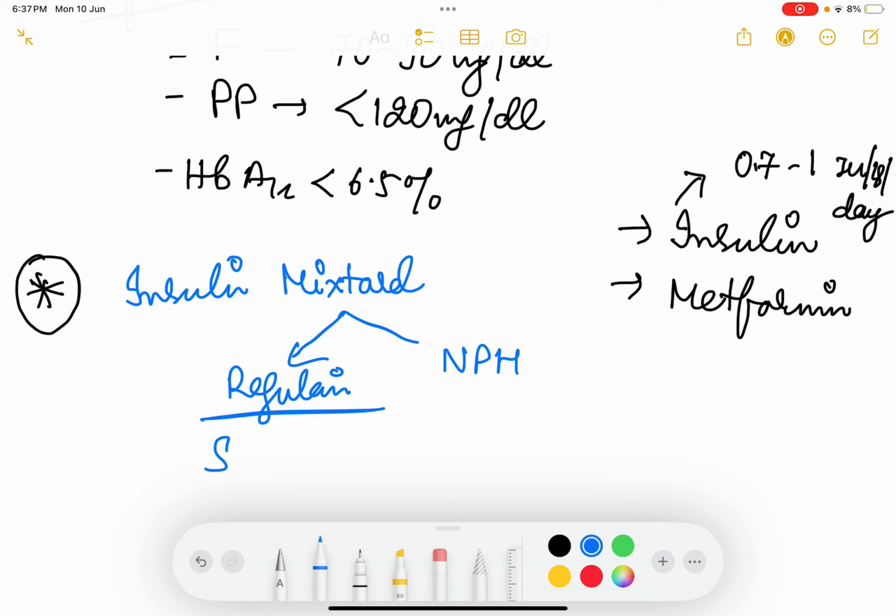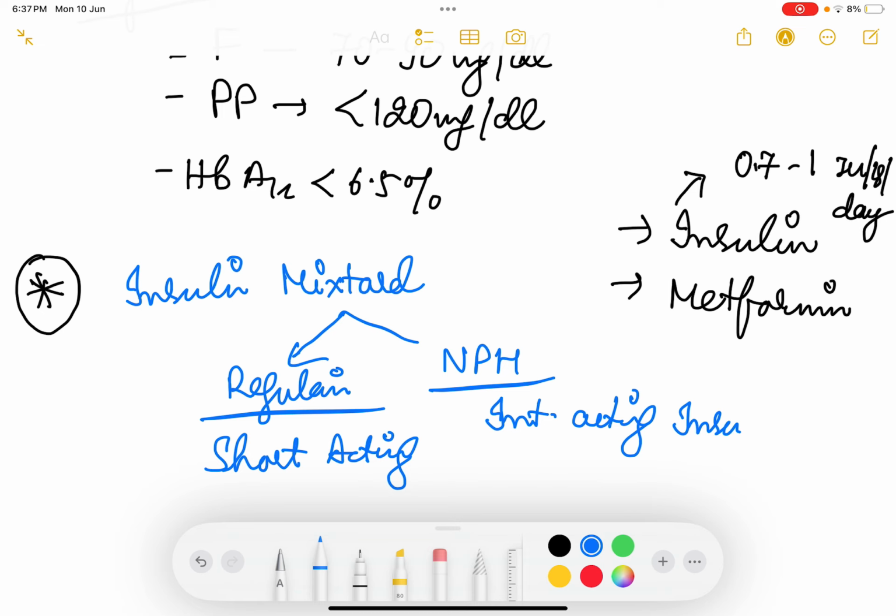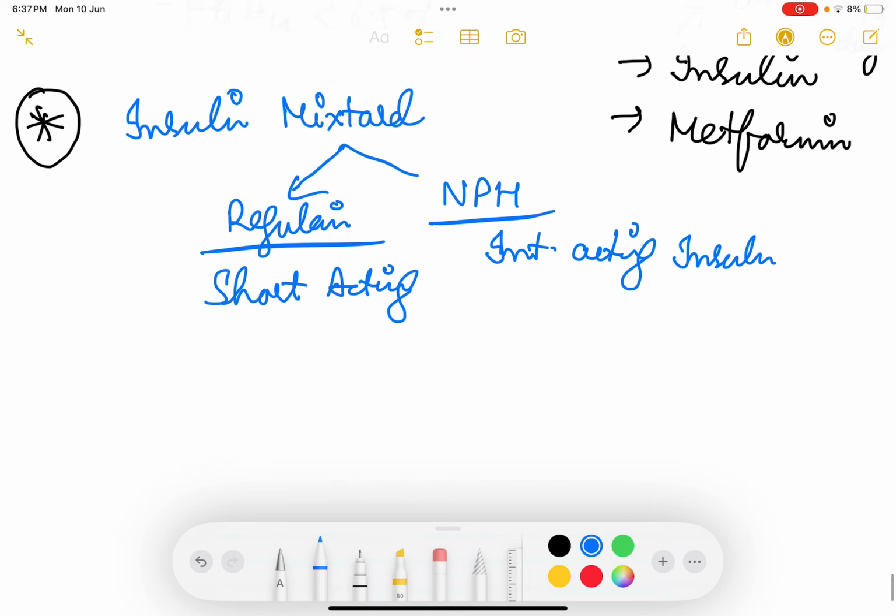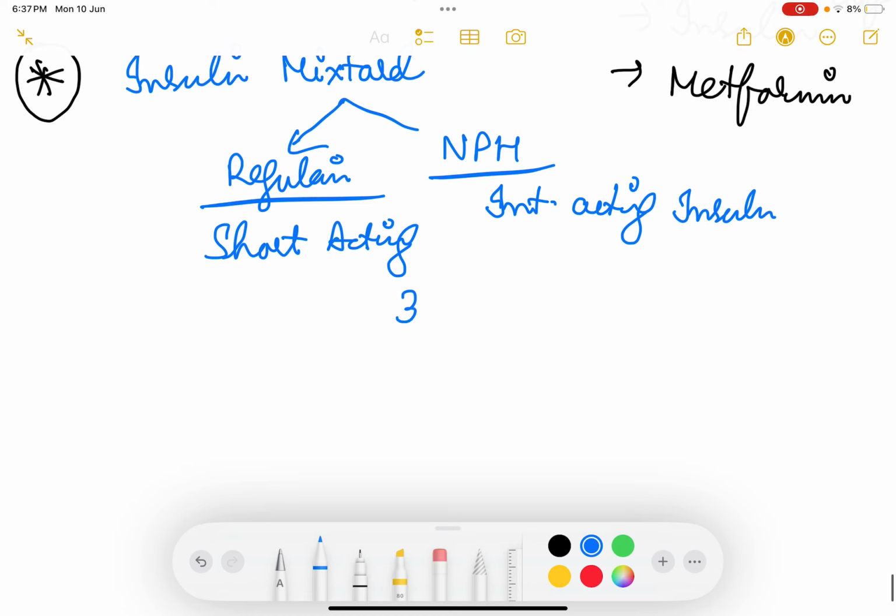Regular insulin is a short-acting insulin, and NPH insulin is an intermediate-acting insulin. So we give a combination of short-acting and intermediate-acting insulin in a ratio of 30:70. This combination is used and insulin Mixtard is given 2 times in a day. So the BD dose is given 12 hourly, just before the meals.